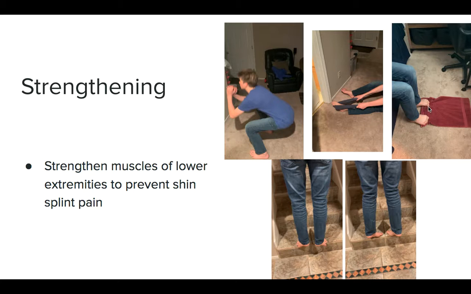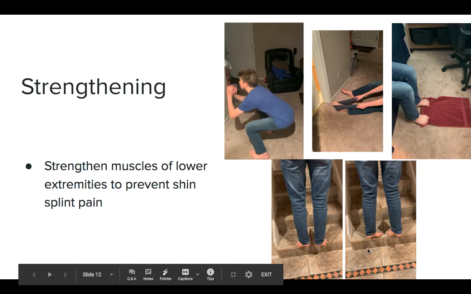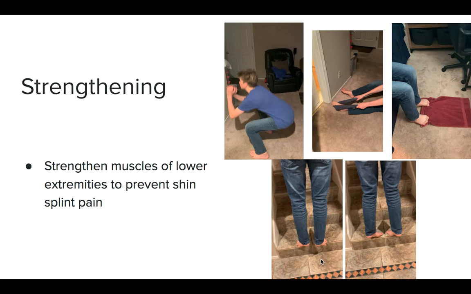After that, I had him do some toe curls with a towel. Doing this strengthened the foot as well as the plantar fascia. And then finally, I had him do some in and out calf raises, strengthening his calf muscle. I had him do each one of these 15 times each side, and 2 reps.